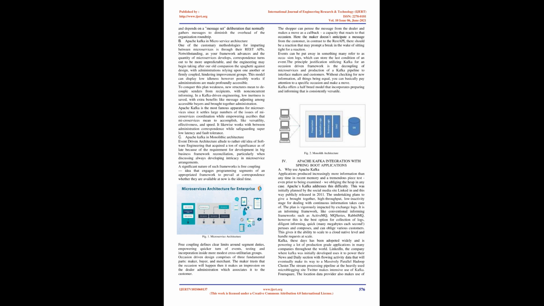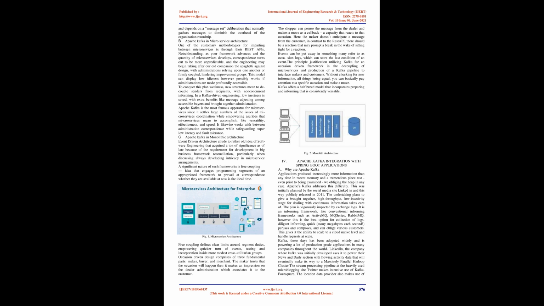Events can be stored in something known as compaction logs, which can store the last state of an event. The main reason for using Kafka for an event-driven system is the decoupling of microservices and creation of a Kafka pipeline to connect producers and consumers. Instead of checking for new data, you can simply listen to a particular event and take action. Kafka offers a hybrid model that includes processing and messaging that is seamlessly scalable. Fig 2. Monolith architecture 4. Apache Kafka integration with Spring Boot applications.